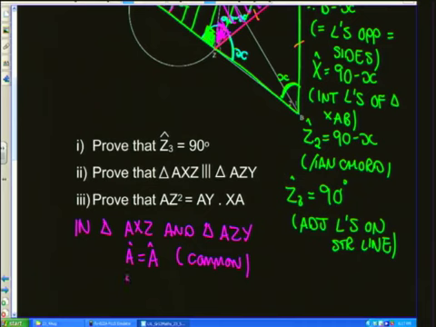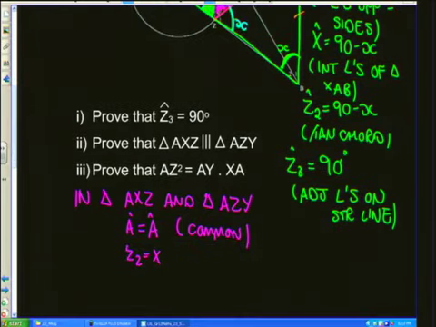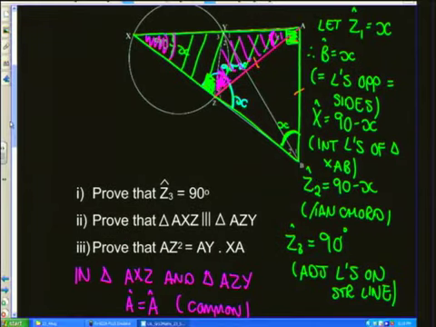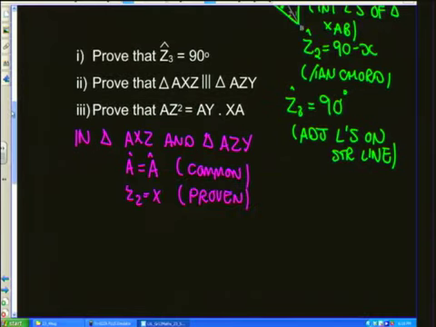We can say that angle Z2 was equal to angle X. And what we can say there, guys, is that it's proven. We actually already showed that in the previous question, so we can just state that, okay? Leaving us with the last angle in each of the triangles. In the small purple triangle, this angle of Y is the third angle in the triangle. And in the big green triangle, this whole angle of Z is your big angle. So angle Y is equal to angle Z. And our reason there is it is the third angle in the triangle.